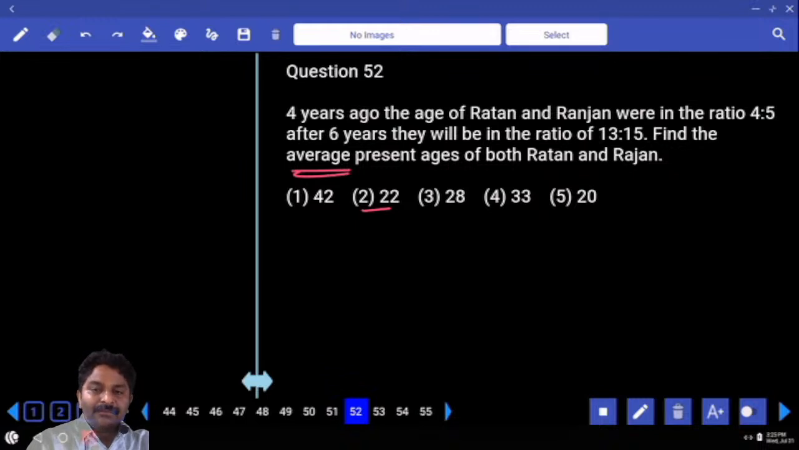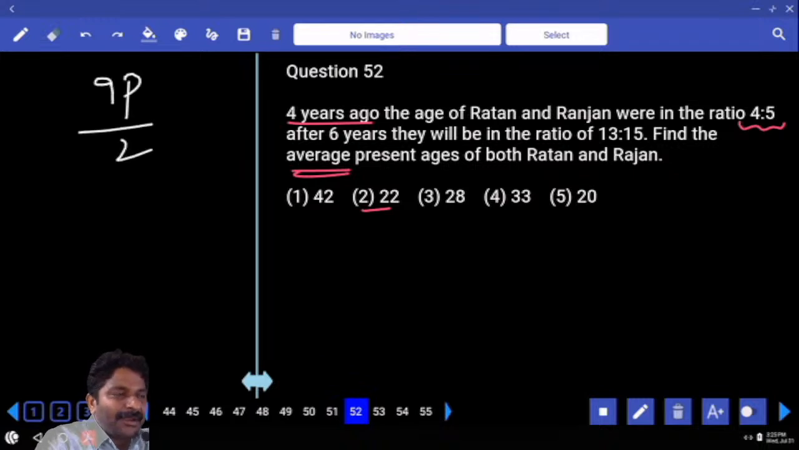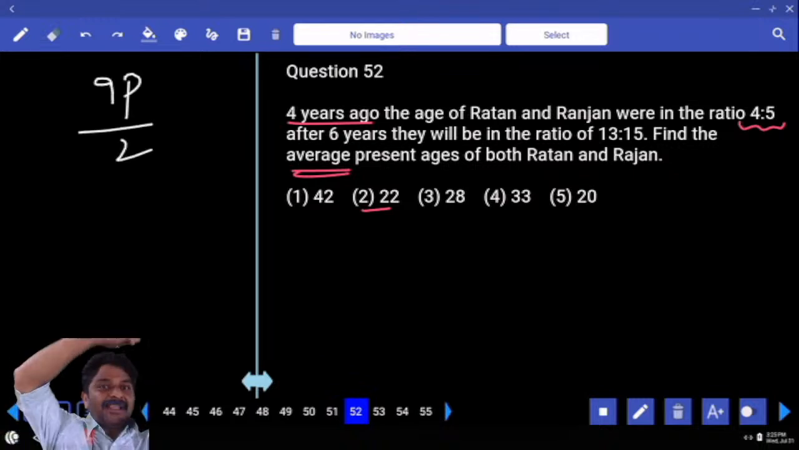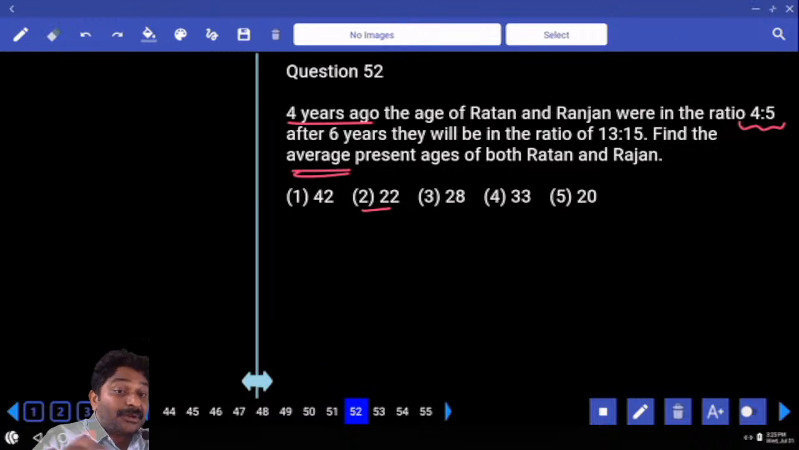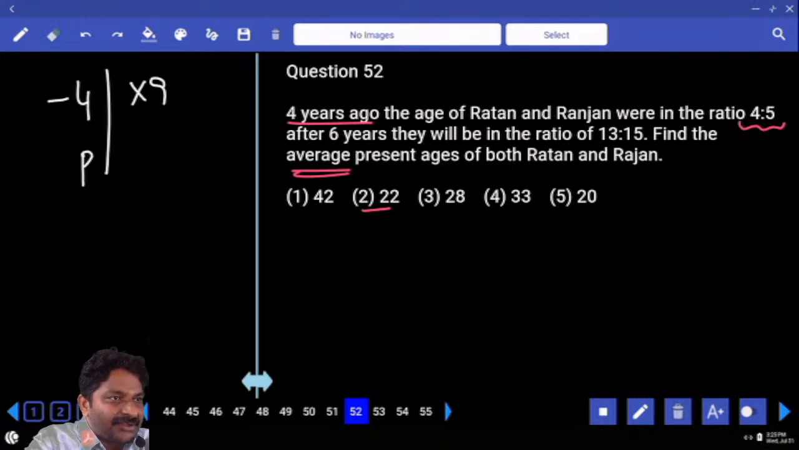4 years back, we were given their ages ratio. How much is that? 4:5. The sum is 9 parts. The average at that time becomes 9 parts divided by 2 only. In the numerator we have a 9 multiple. In the denominator, do you have a 9 multiple? At least a 3 multiple. Then it should be a 9 multiple, right? When is that 9 multiple? 4 years back. But we were asked to calculate the present average only.